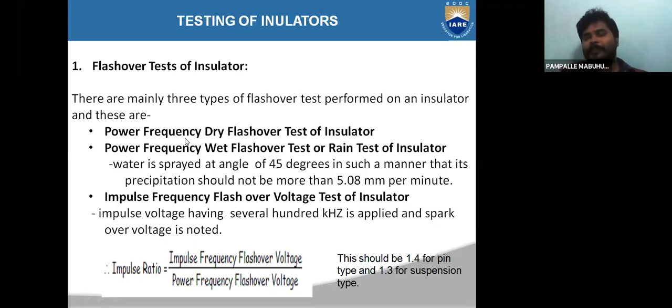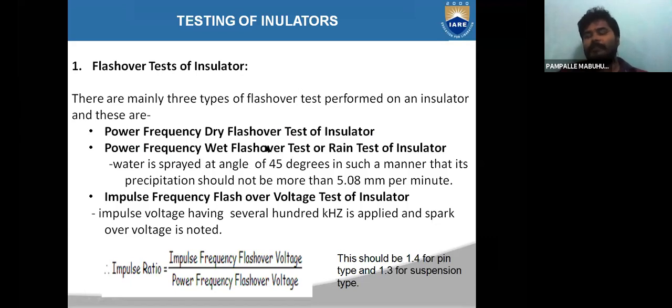Then we can say that the insulator has passed this test, which is the power frequency dry flashover test. The next method is the power frequency wet flashover test. The previous one is the dry flashover test, and the second one is the wet flashover test.